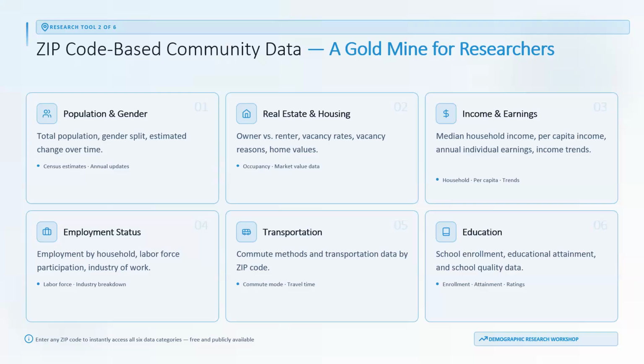Okay, the next thing we want to look at is what's known as zip code based community data. When we look at this, we're going to be able to talk about population and genders, real estate and housing, income and earnings, employment status, transportation, and education.